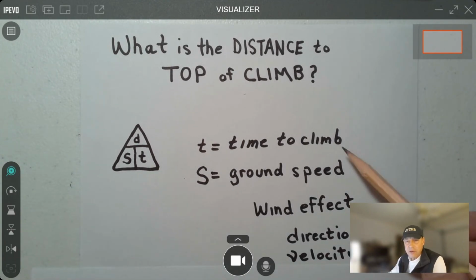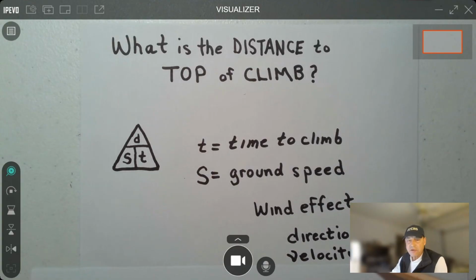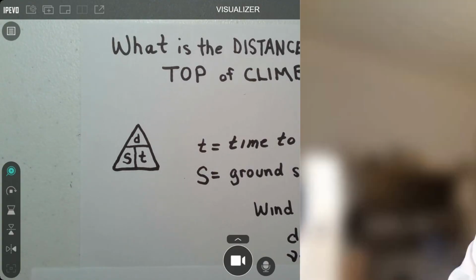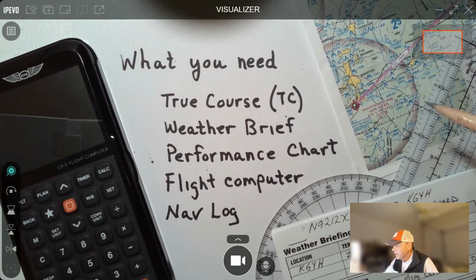Ground speed is going to depend on the wind effect, which way the winds are blowing, whether we've got a headwind or a tailwind, and how strong those winds are. That's a lot of information you are going to have to gather, compute, and organize. Here's what you're going to need to get started.